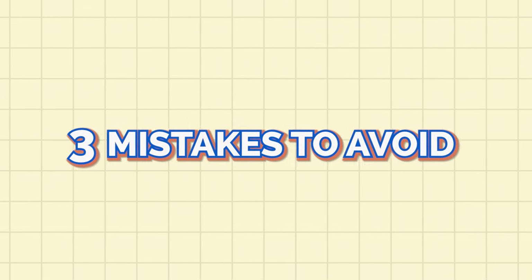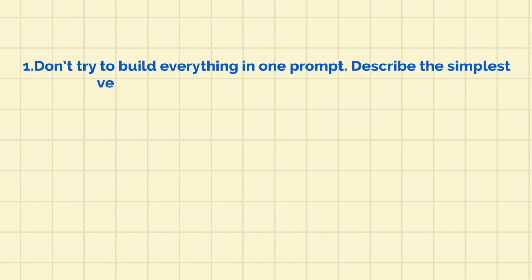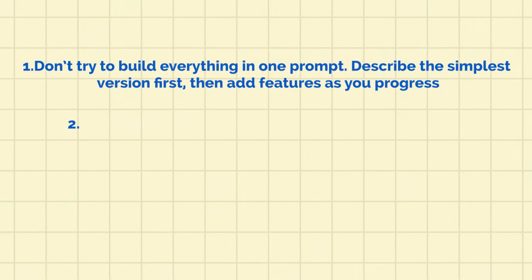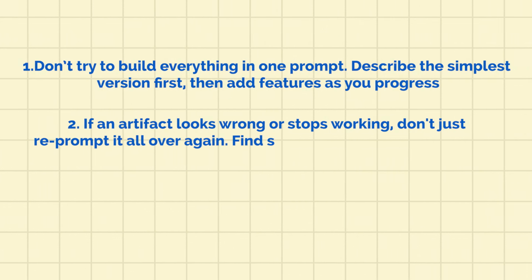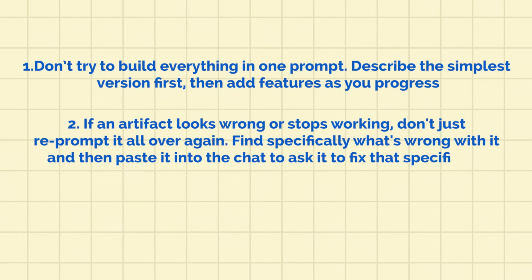But here are 3 mistakes you should avoid when you're using artifacts. Number 1, don't try and build everything in one prompt. Describe the simplest version first and then add features as you progress. This will save you using up too much usage early on, and then you're able to iterate quicker when you build it up. Number 2, if an artifact looks wrong or stops working, don't just reprompt it all over again. Find specifically what's wrong with it and then paste it into the chat to ask it to fix that specifically. This again saves you wasting lots of tokens and usage when it tries to find out the mistake itself and it might actually do something else.